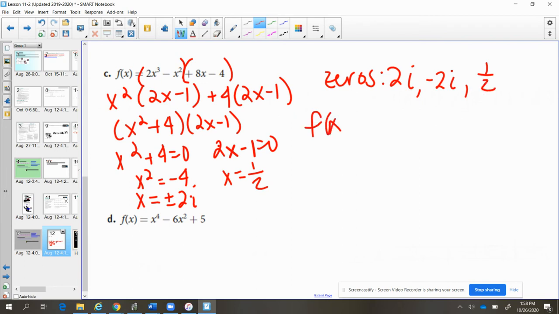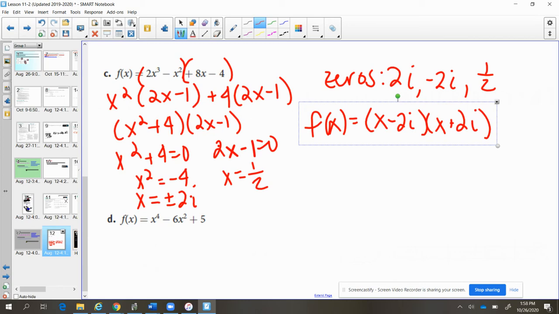And then when they ask you to write it in a completely factored format, x minus 2i, x plus 2i, and then you could either say x minus 1/2 or just leave the 2x minus 1. Looks a little bit prettier, but either one works.